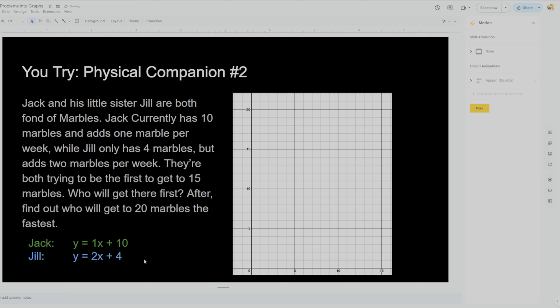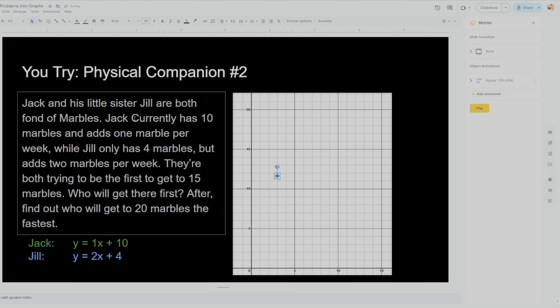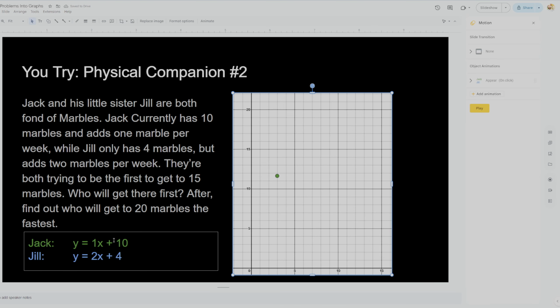Perfect. Alrighty, you can start graphing either person. I'm going to start with Jack just because it's the first one we have here. So let's go ahead and get a circle for our point. Okay, and because it's Jack, let's make that circle green. All right, so there's green. We are going to put that at our y-intercept, which is 0, 10. So we can put that right over here.